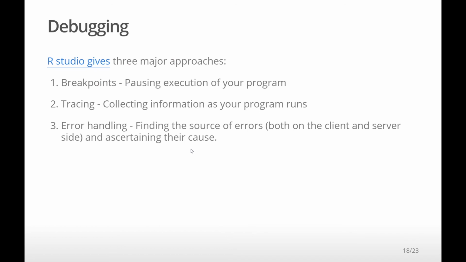RStudio gives 3 major ways that you might do this. One is using breakpoints, which we'll talk about in just a second, and that pauses the execution of your Shiny app and then lets you jump in right exactly where you're at. Another thing is tracing, which is about collecting information as your program runs, and then error handling.